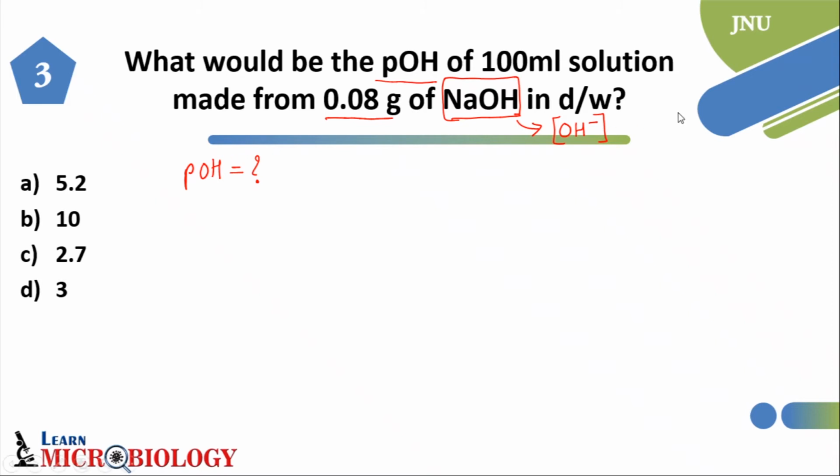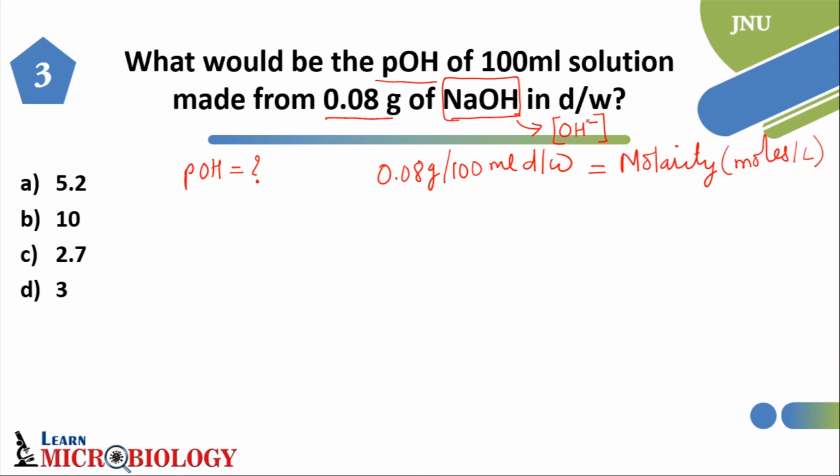But here they have not provided us the concentration of OH minus. Instead, they have given us some other values through which we can find out the concentration of OH minus. They have given that this NaOH solution is prepared from 0.08 gram of NaOH in 100 ml distilled water. So first we need to find out the concentration of this NaOH in molarity. Okay, we have to find out its molarity, or we can say moles per liter. From that we can find out the OH minus.